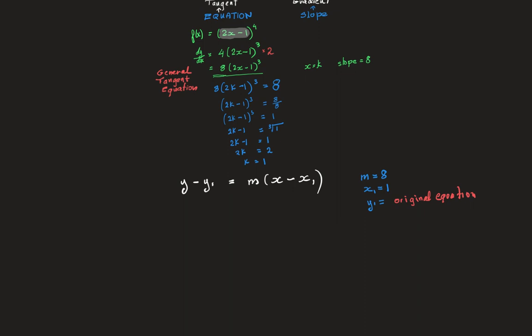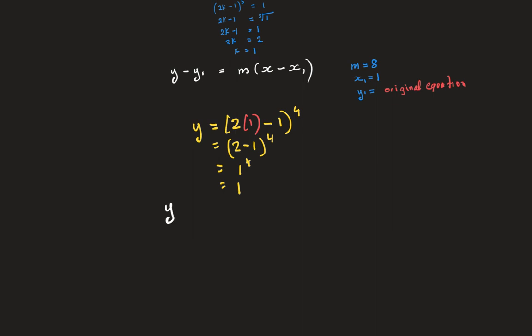So if I use a yellow this time, okay, so my equation is y equals (2x minus 1) all to the power of 4. Okay, work this out, and that will be (2 minus 1) to the power of 4, which is equal to 1 to the power of 4. Okay, so y is also 1. Okay, now into our function they'll go.